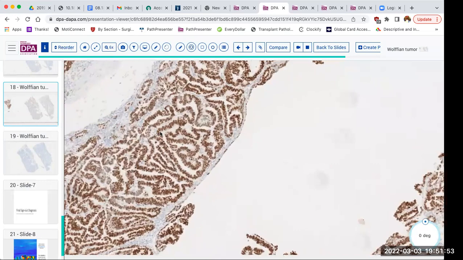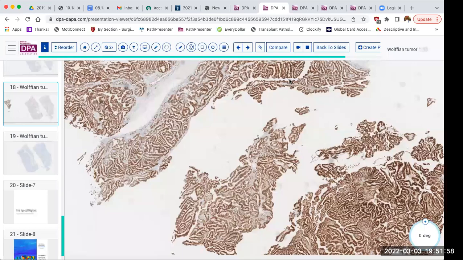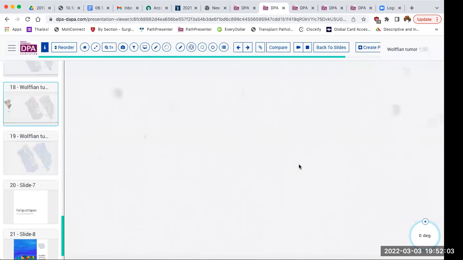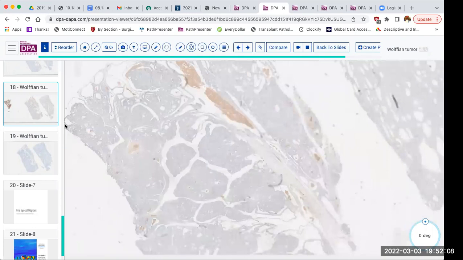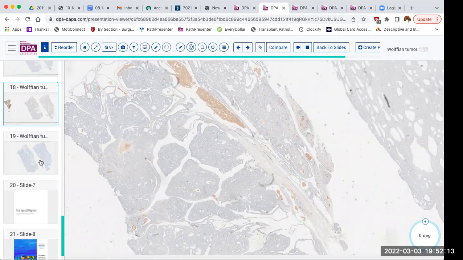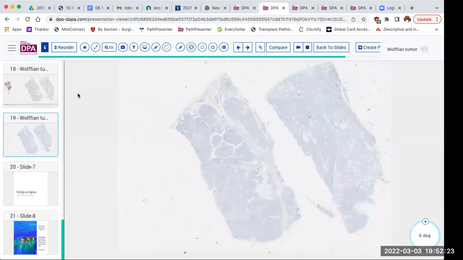So this is WT1, which, if we're thinking about Leydig cell tumors, should be positive in some of those, but it is clearly negative. And if it's a serous or other type of lesion, that excludes that. So you can see how we walked through this and concluded where we ended up here. This is calretinin. So calretinin excluded the other sex cord stromal tumors.